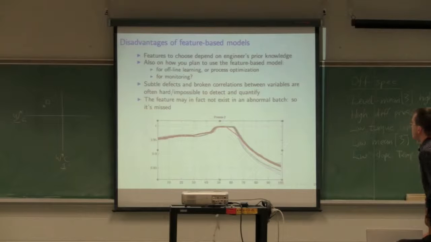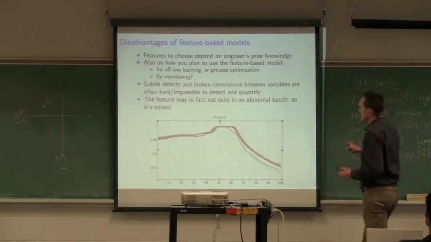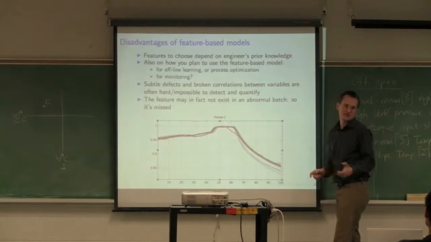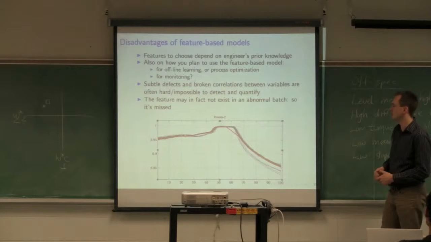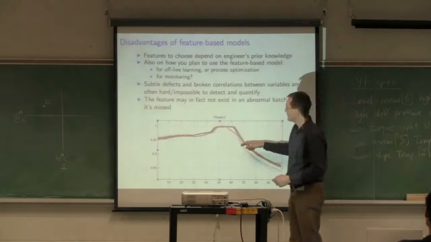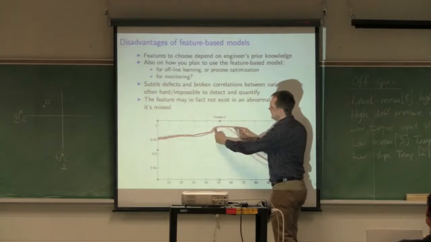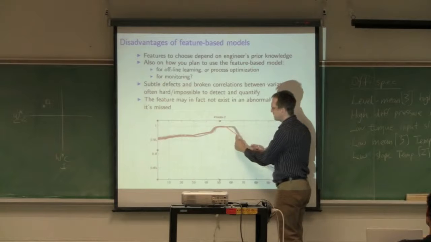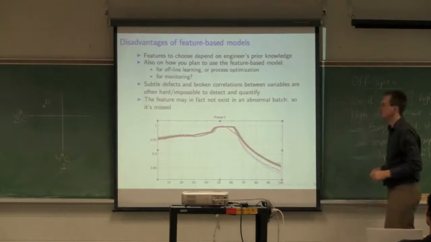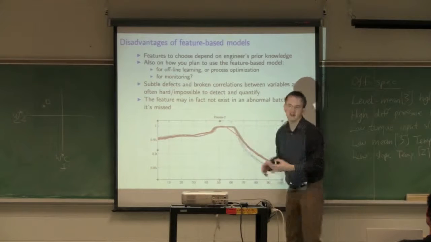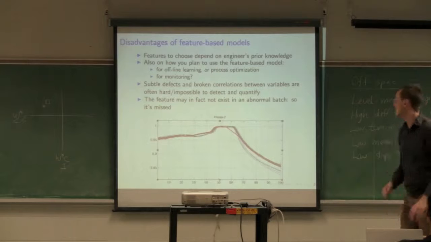The other thing is, sometimes there's very subtle defects and changes within a batch. So we'll see this case study later on where this little bend that's highlighted here in red was the cause of a very particular problem. But if you calculated the features, you likely would have missed that. The features you might have calculated would have been a mean, and it may not necessarily capture that change in that trajectory. Sure, maybe the mean for the red curve would be slightly lower because of that bend, but it might not be enough to capture that particular problem.